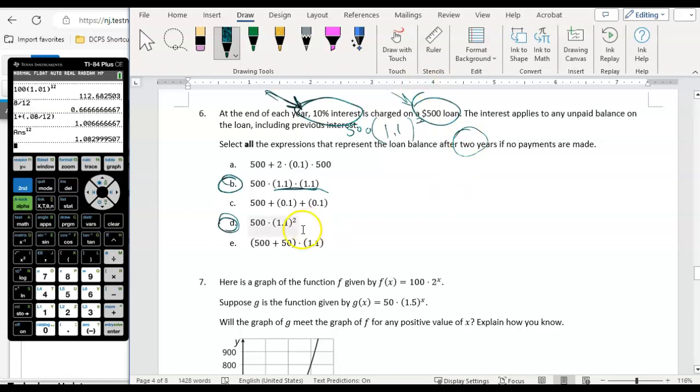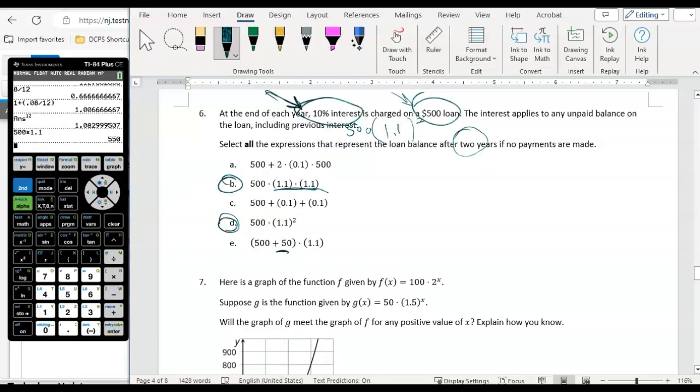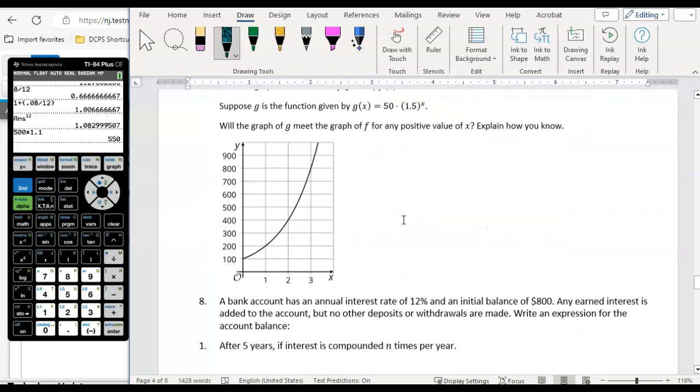So let's take a look at E. Now E would also work because when we multiply the first 1.1, so 500 times 1.1, we get 550. So after the first year, it increases by $50, and it would be 550. And then we can also multiply again by that 1.1, 110%. And that one also is represented. It's written a little bit differently, but it works.